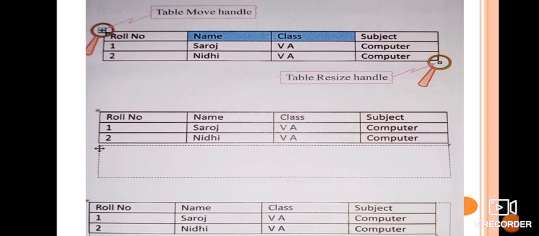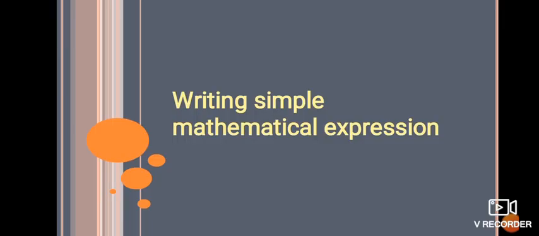Alright? Then if you want to resize the table, what do you do? Place the mouse pointer on the table resize handle until a double-headed arrow appears and then drag the table boundary. As you drag, you see a dotted line that indicates the size of the table. Release the mouse button when you get the desired size. Alright? It is like this. Okay, then now come to the next.